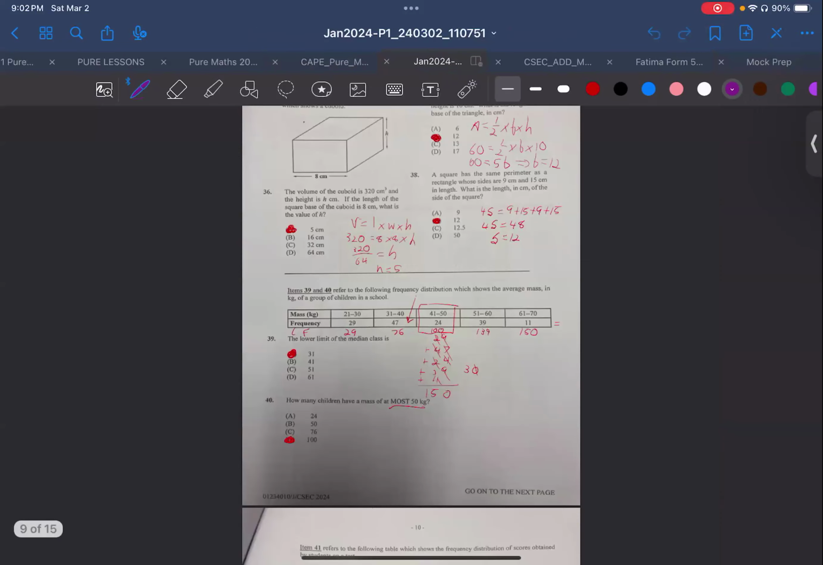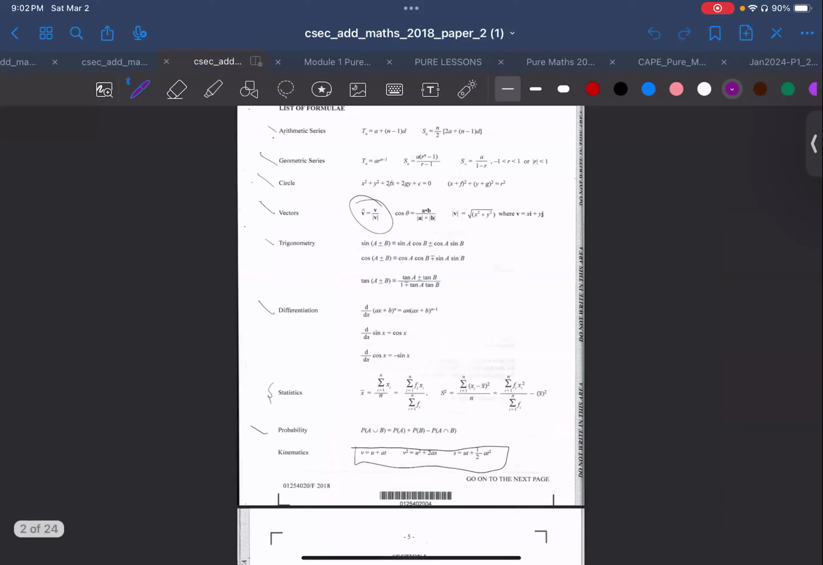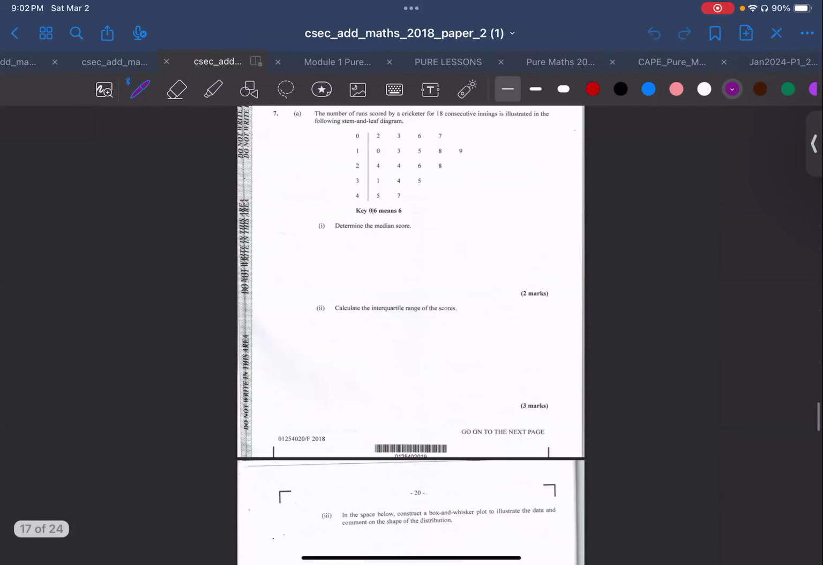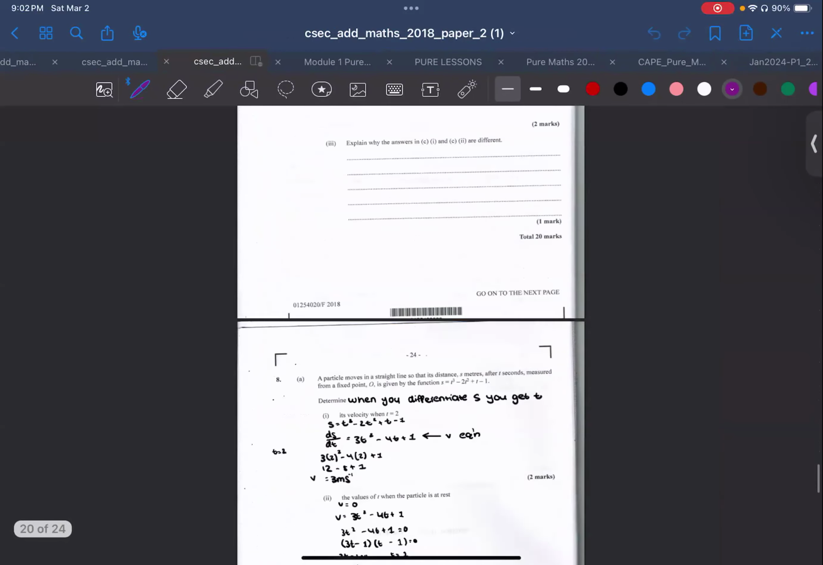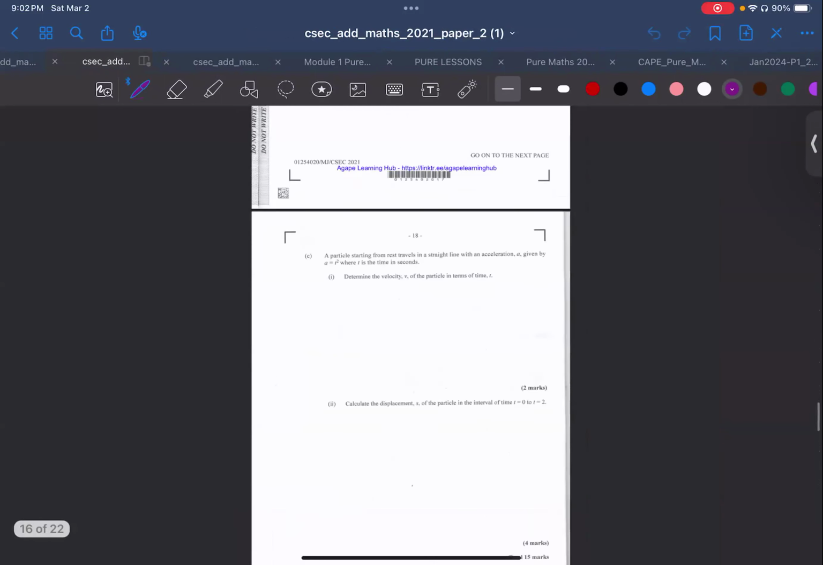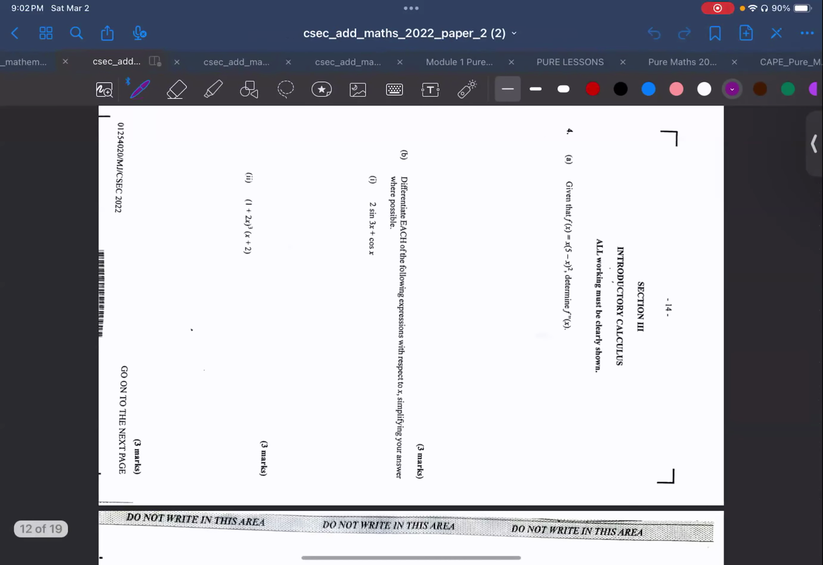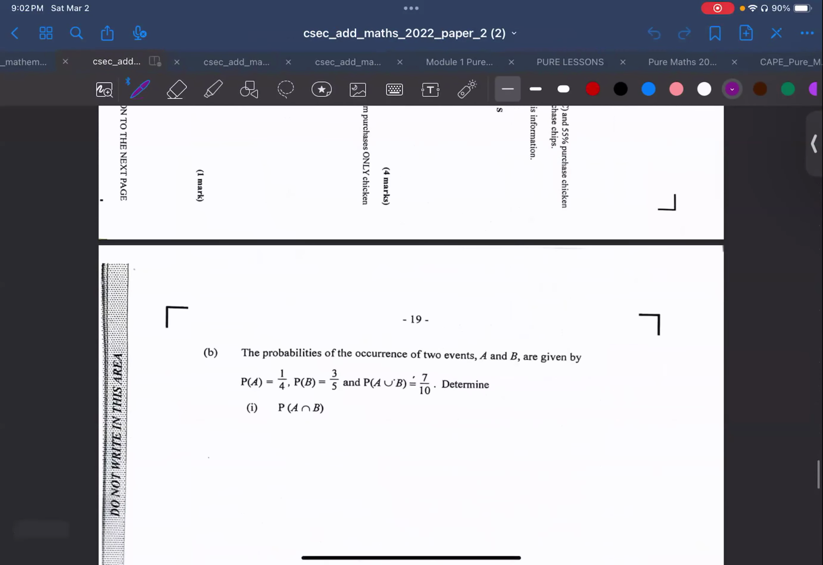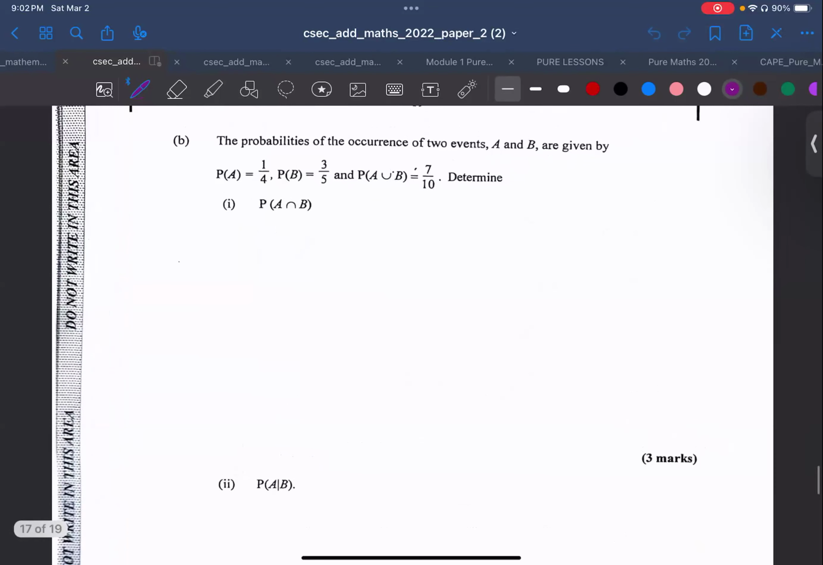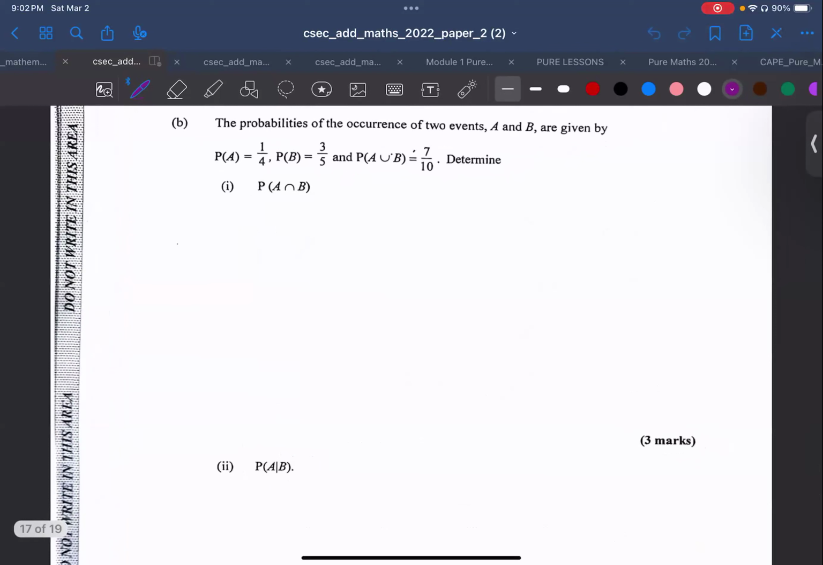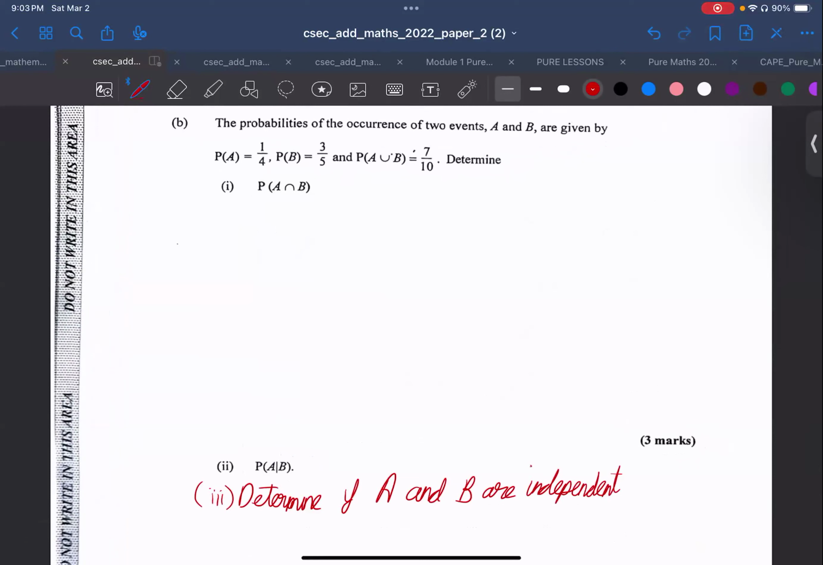Let's see. Right, let's do this one. All right, so try that one, and also the other part is determine if A and B are independent. Try this one up. I'll give you all a little time to do it now.